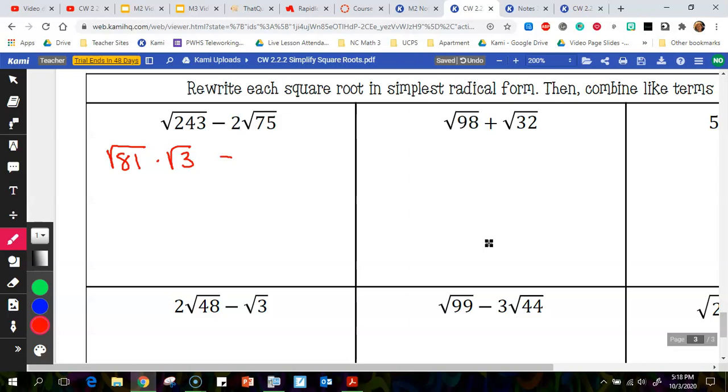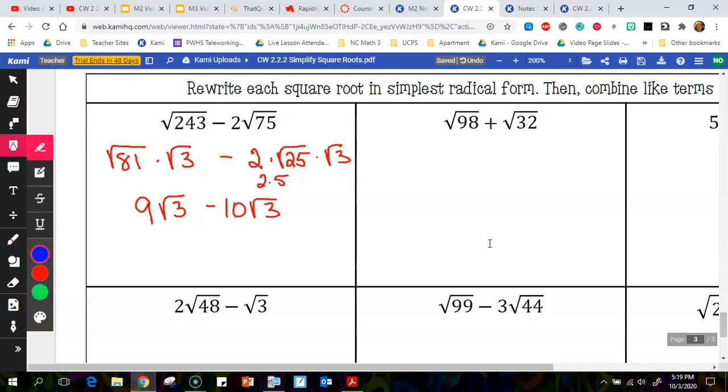And then 2 root 75 would be 2 times the square root of 25 times the square root of 3. Okay, so we're going to rewrite this as 9 root 3 minus 2 times the square root of 25, which is 2 times 5. So that's 10 root 3.